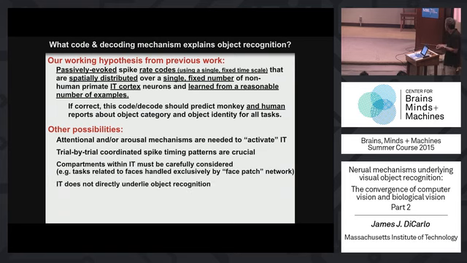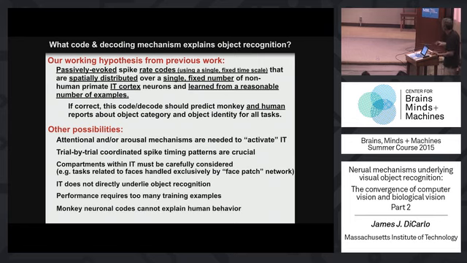IT does not directly underlie object recognition. You could imagine that. It's not known for sure, and some lesions of IT don't produce deficits in recognition. That's a possibility. Maybe you need too many training examples. Monkey neural codes cannot explain human behavior. Maybe, again, but I've already shown you monkeys and humans are very similar.